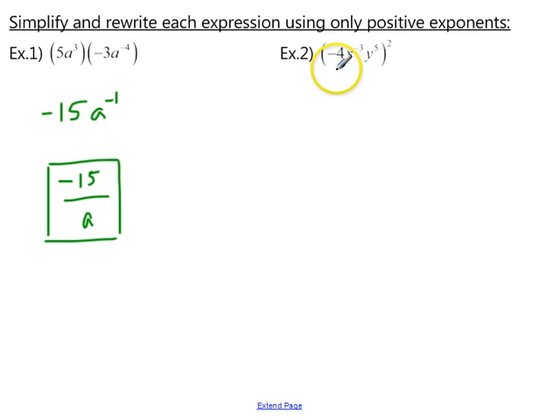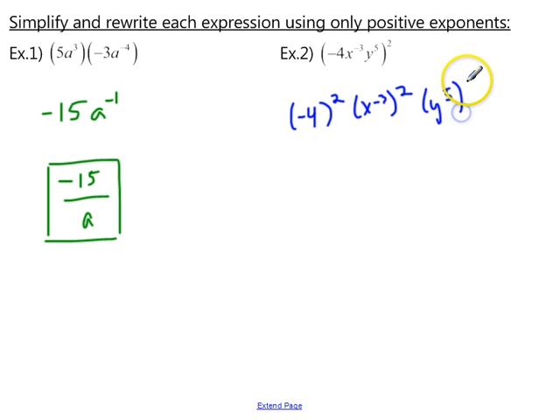In the second example, the whole term is raised to an exponent of 2. So we need to distribute that exponent to each base in here. So we have negative 4 raised to the 2nd power. We have x to the negative 3 that's squared. And then we also have y to the 5th that's squared. So here, negative 4 squared is going to be a positive 16. X to the negative 3rd squared, so when you have an exponent on an exponent, you multiply. So this is x to the negative 6, and then again, y to the 5th squared, this is going to be y to the 10th.